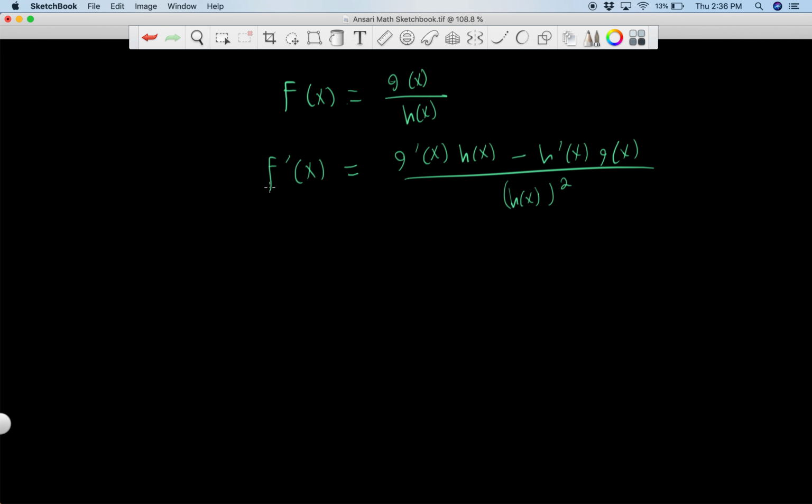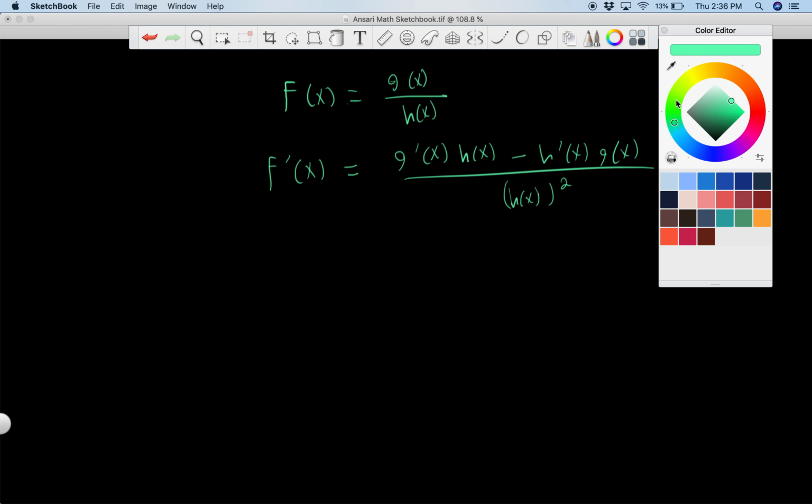So this is sort of a long formula, but it's pretty symmetric. So once you use it a couple times, it's actually not too bad to memorize. So let's do an example.